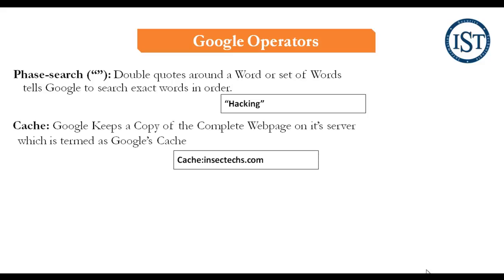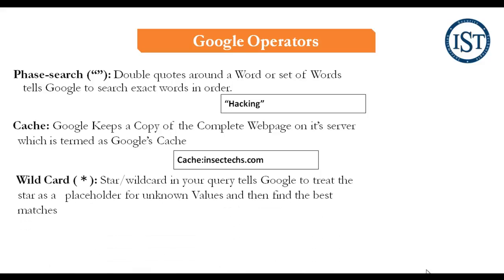And we have one more operator, that is cache. Google keeps a copy of the complete web page on its server, which is termed as Google Cache. We can visit these cache pages just by typing cache:insectex.com.